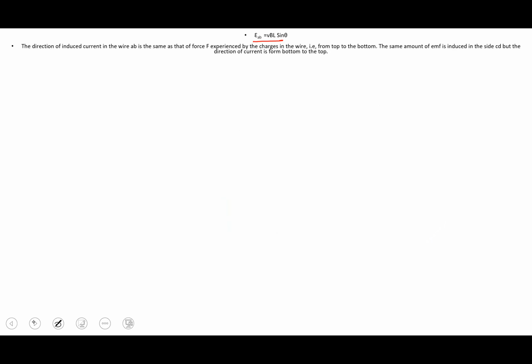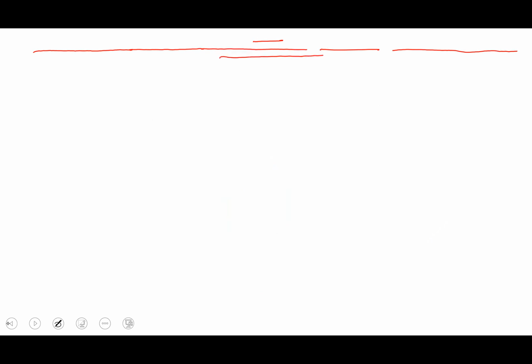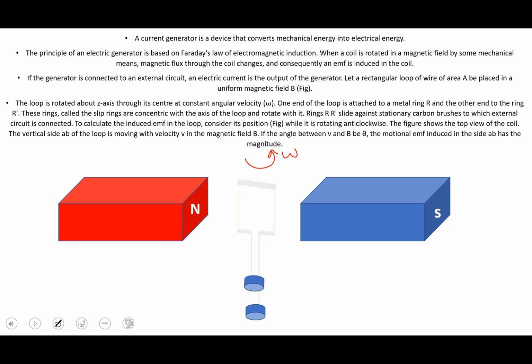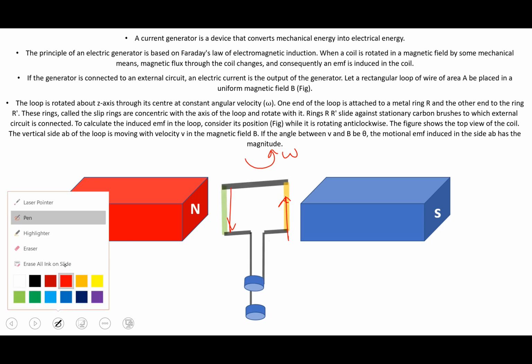Now we were talking about the motional EMF along the side AB, which was equal to VBL sine theta. In the same way, the direction of the induced current in the wire AB is the same as that of the force experienced by the charge in the wire, from top to bottom. In the other case, while it was rotating around, the same amount of EMF is induced in the side CD, but the direction of the current was going in the bottom direction. That means one side was moving in the upper direction, the other side in the downward direction. And then this whole cycle basically reversed.